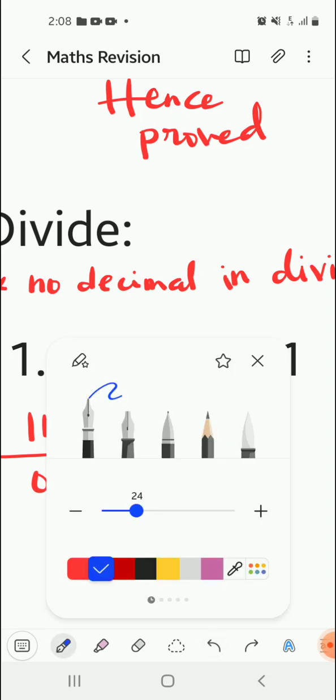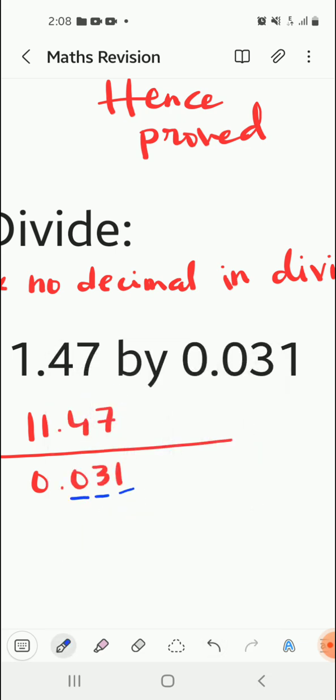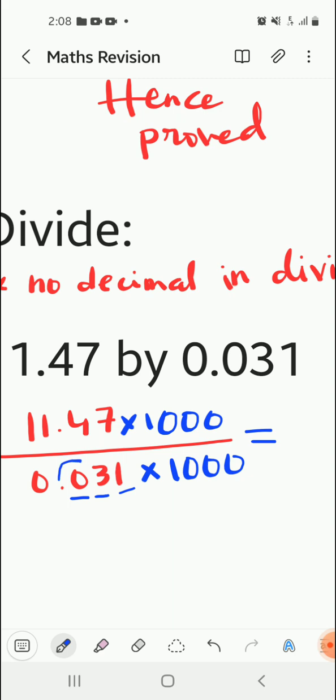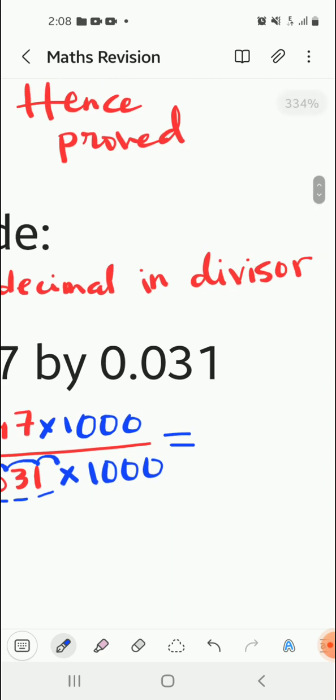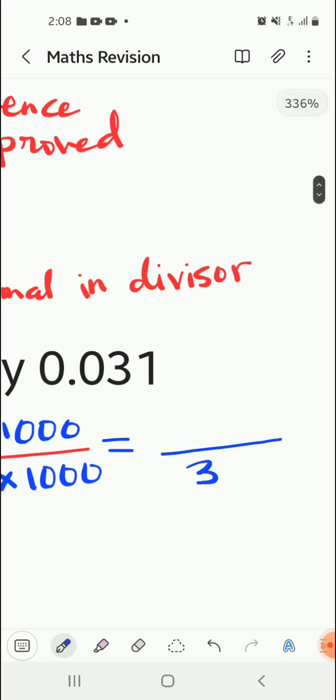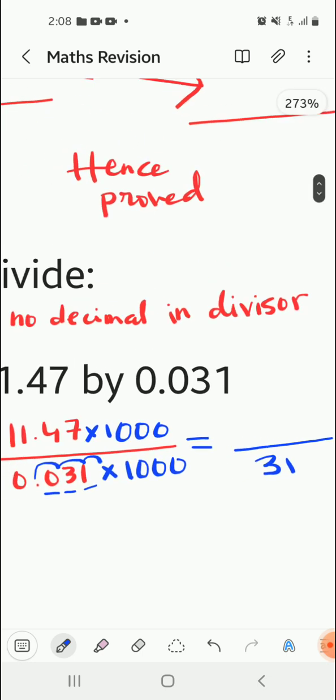We'll use a different color to make it more visible. See, 1, 2, 3. 3 decimal places, so multiply it with 1000. Now whatever you have multiplied the denominator with, use the same with the numerator in order to keep the number same. So we will multiply the numerator as well with 1000. Doing so, over here the decimal point shifts once, twice and thrice. So there are no decimal places in the denominator, 31. That was my purpose. We'll do the same thing with the numerator as well.